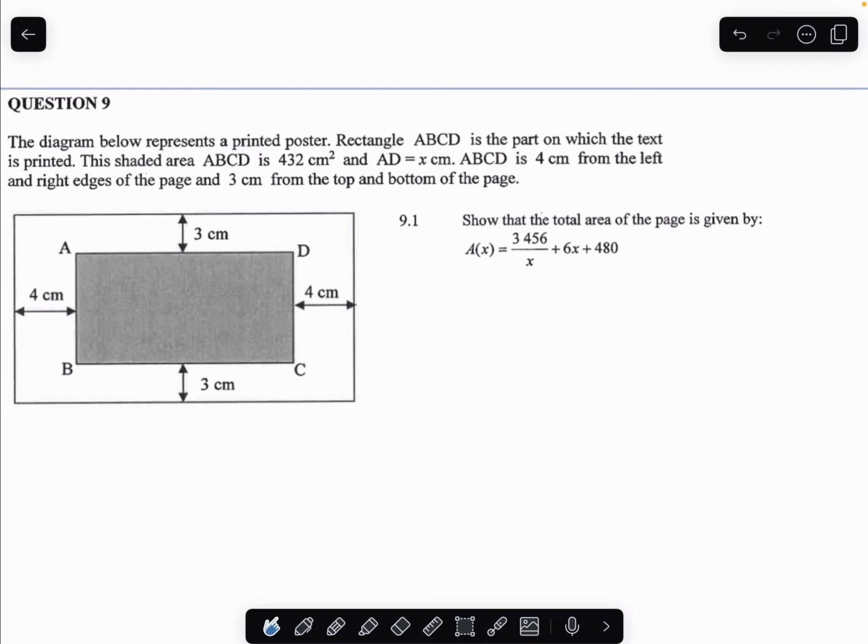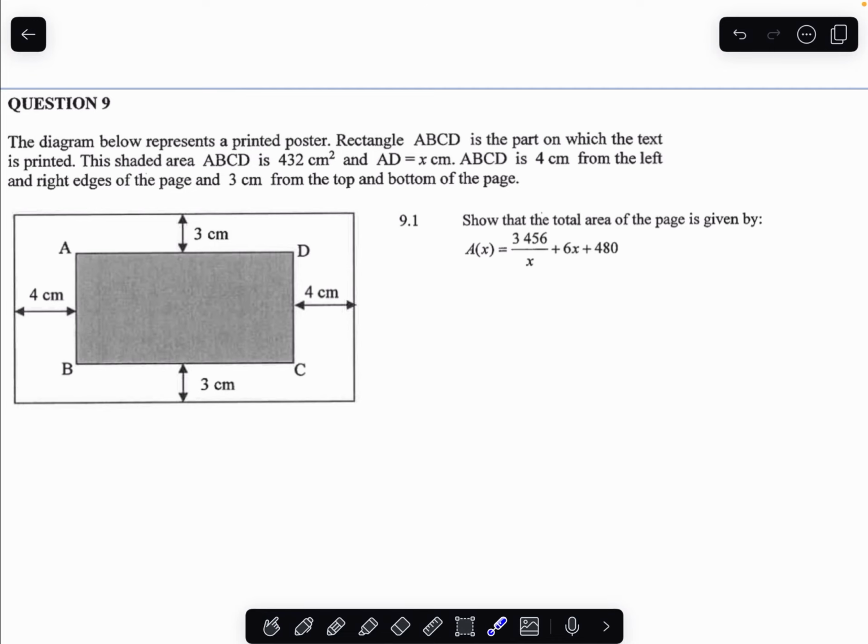The diagram below represents a printed poster. Rectangle ABCD is the part on which the text is printed. I think I did yawn when I was recording this video yesterday because I'm not a fan of optimization questions, but again, here we are.